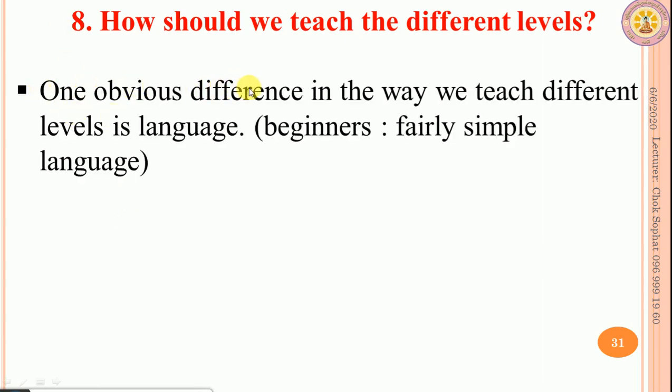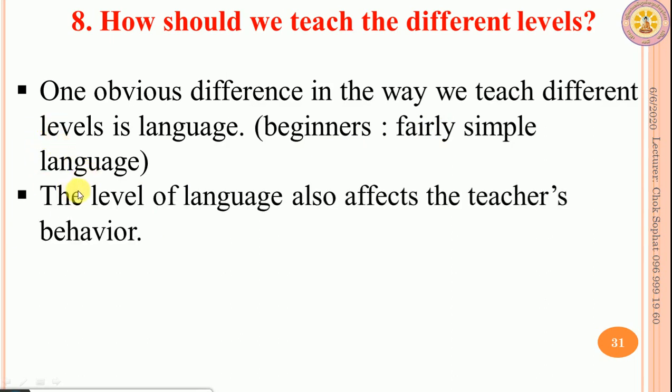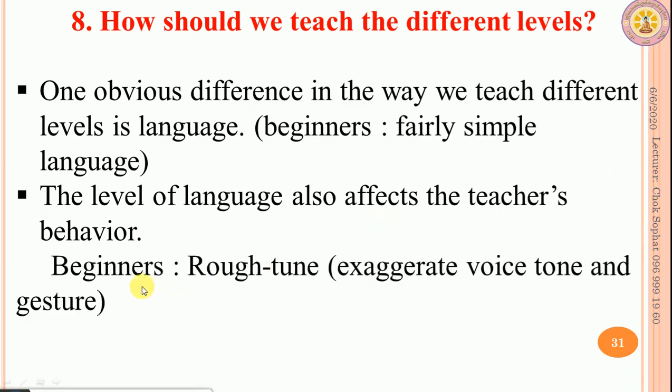What obviously differs in the way we teach different levels is language. For beginners, a fairly simple language. So teaching beginners, we have to use simple language, so the beginner can understand the language easily. The level of language also affects the teacher's behavior. So it is very difficult for the teacher to teach the mid level of students.